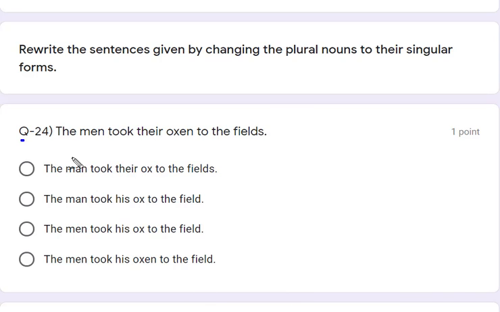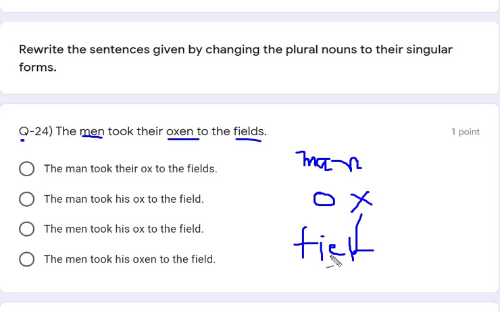If you see, the men took their oxen to the field. Men is plural, oxen is plural, and fields is plural. So what is the singular form of men? That is M-A-N. Oxen's singular is ox, and fields' singular is F-I-E-L-D, right? I just wrote it roughly. So the man took their ox to fields. This is wrong. Fields is in plural form.